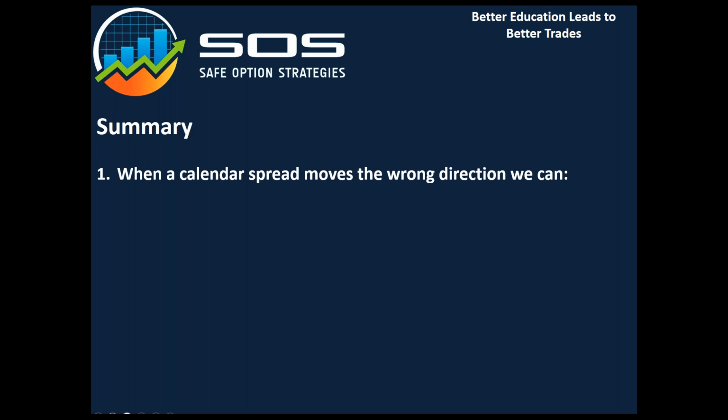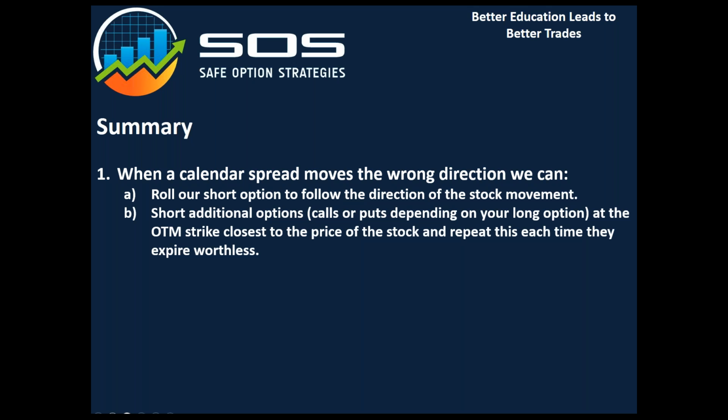Okay. This isn't a very long class because adjusting calendar spreads is a fairly easy thing to do. When a calendar spread moves in the wrong direction, we can roll our short option to follow the direction of the stock movement. We can short additional options, calls or puts, depending on what our long option is, at the out-of-the-money strike closest to the price of the stock, and we can repeat this each time they expire worthless. So we can continue to roll the options, or we can let them expire if they're expiring out of the money. And let me add this. If the short option moves in the money, we're probably going to roll it. If it expires, it better be expiring worthless and not be in the money.